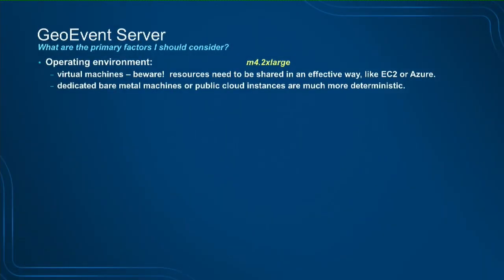So first topic is architectural recommendations. And so these are in order of what I would deem as kind of most important factors when you're planning a real-time GIS deployment. So the operating environment is super important. We typically test and benchmark on M4 2X large machines. So that's like an 8 virtual CPU machine with 32 gig of RAM.